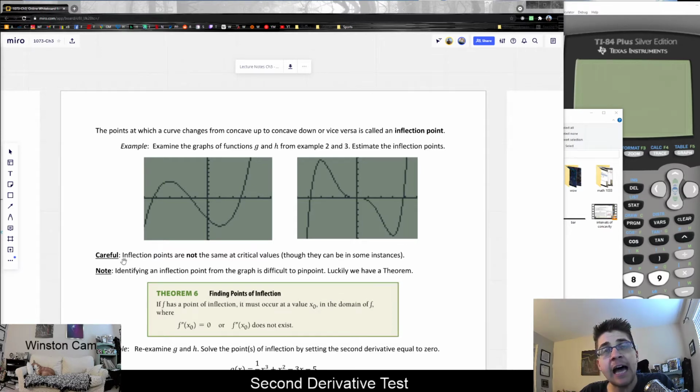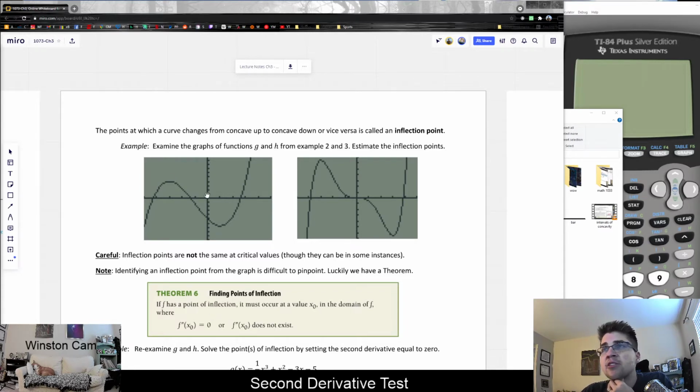And basically, how I remember it is it's essentially the same thing as a critical value for the second derivative. So a critical value is when the first derivative has a value of 0 or is undefined. So for the second derivative, an inflection point occurs when the value either is 0 or the second derivative is undefined, either case. And basically, it's going to be indicating a change in concavity.